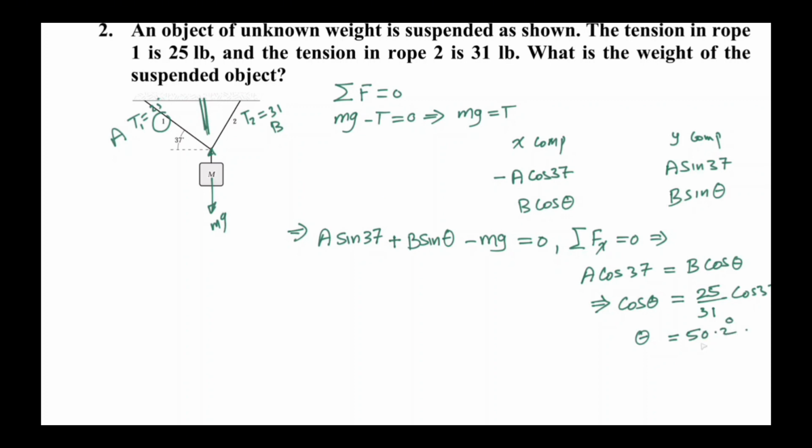Now you substitute this theta in this equation, and you will find mg equal to 25 sine 37 plus 31 sine 50.2. You simplify this and you will find mg equal to 39 pounds.